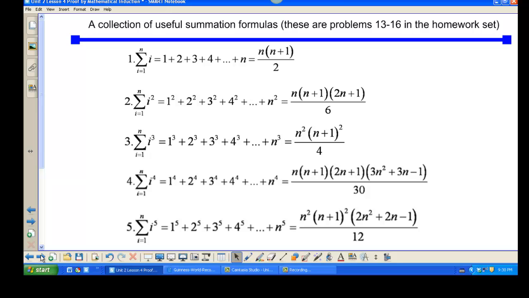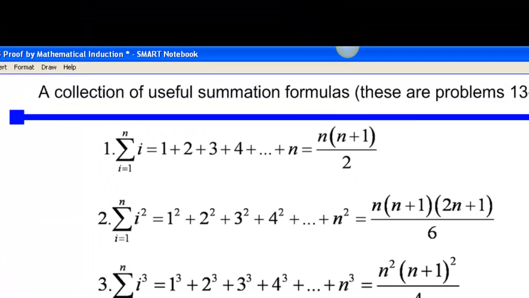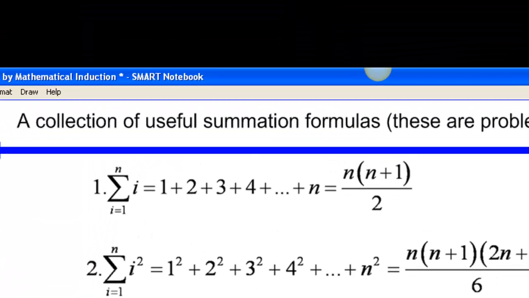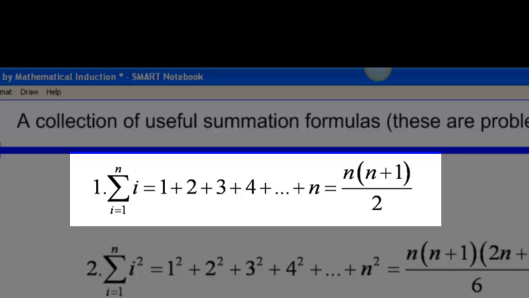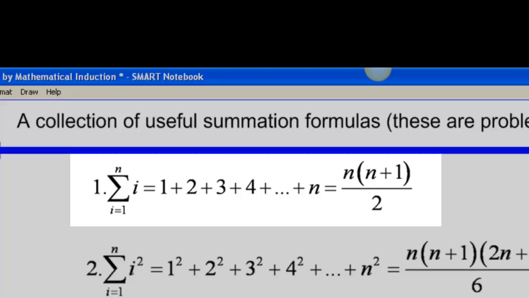A collection of useful summation formulas. These are printed in your textbook. I just felt that I should mention them. It is problems 13 through 16 in the homework set for you to prove them. We already did problem 1. When we have i to the first power and we're just going to add all of the integers, we can use the formula n times n plus 1 over 2.